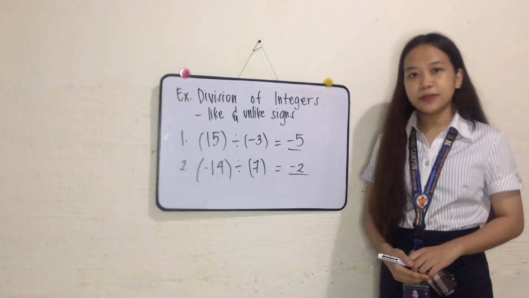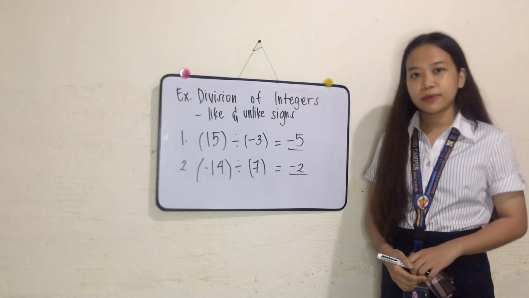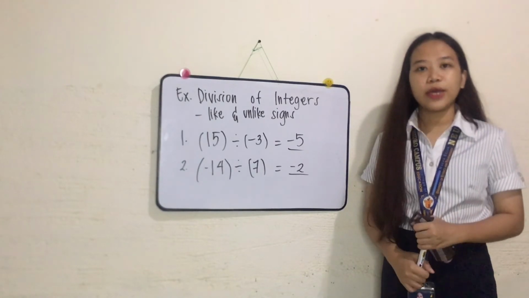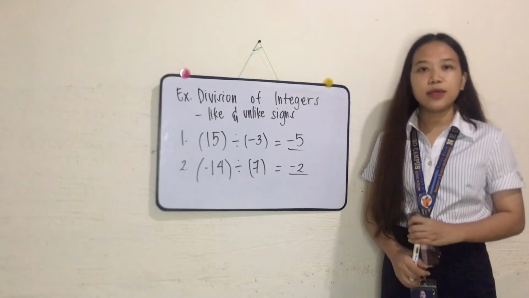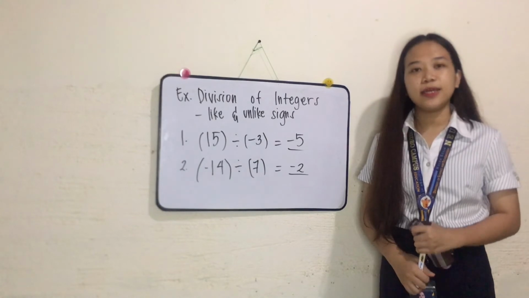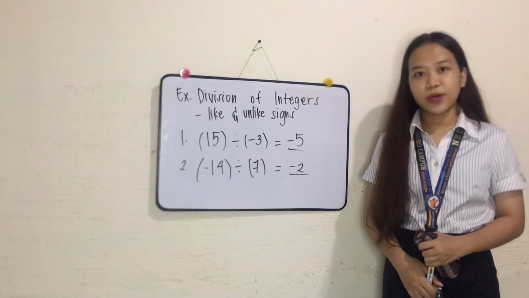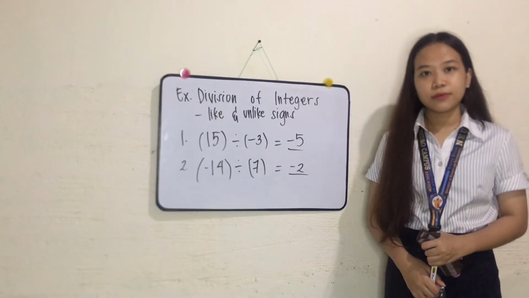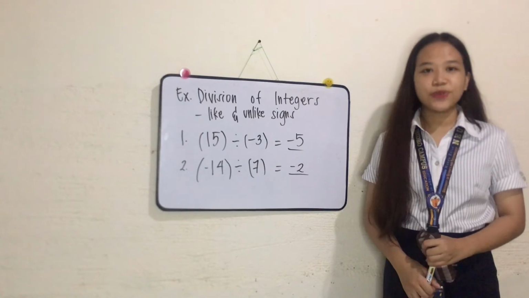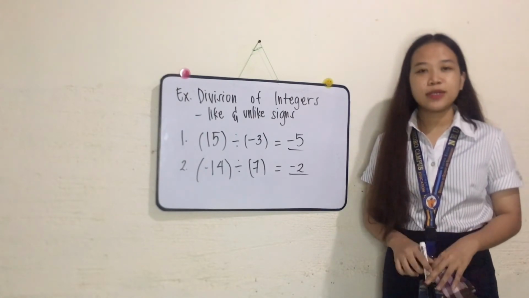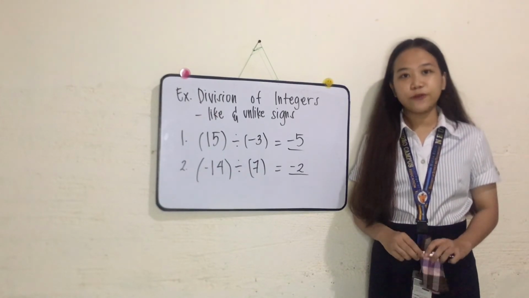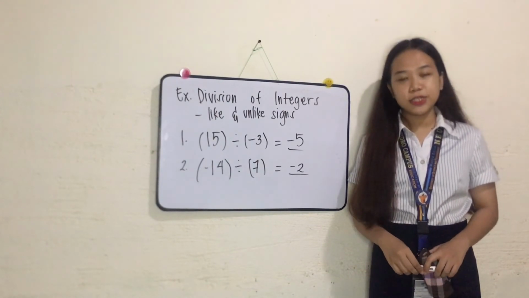Is that clear? Yes, ma'am. Do you have any question? None, ma'am. Okay, what have you noticed in multiplying and dividing integers? Anyone? They have the same rules when it comes to having the same sign and having opposite signs. That's right. They have the same rules. Very good. Is there any question regarding the four fundamental operations on integers?